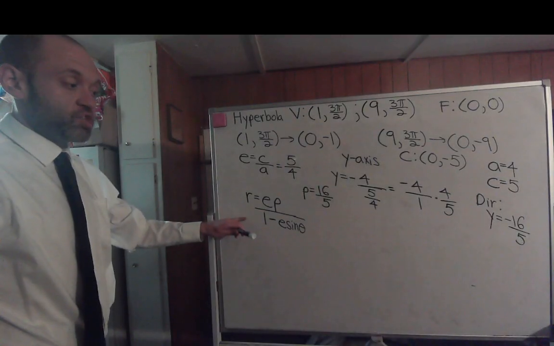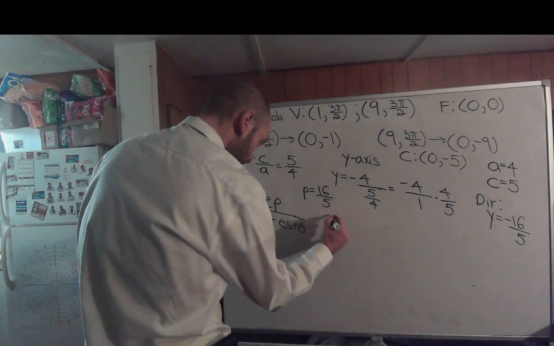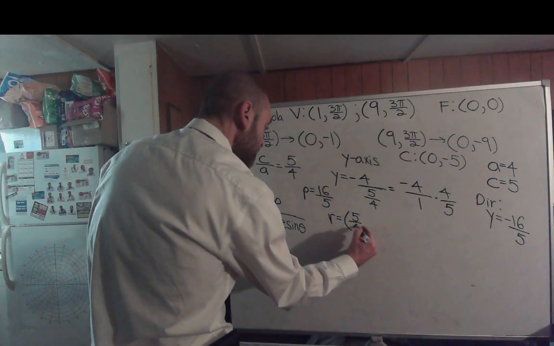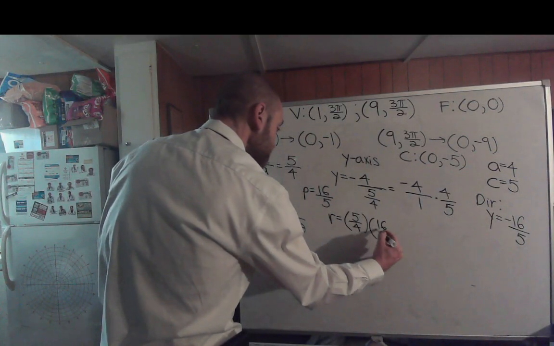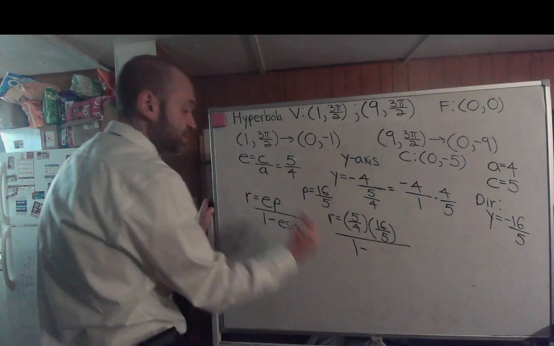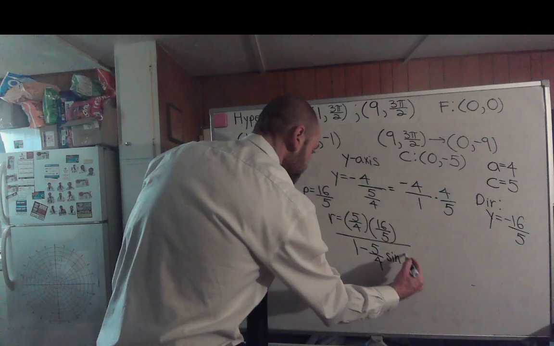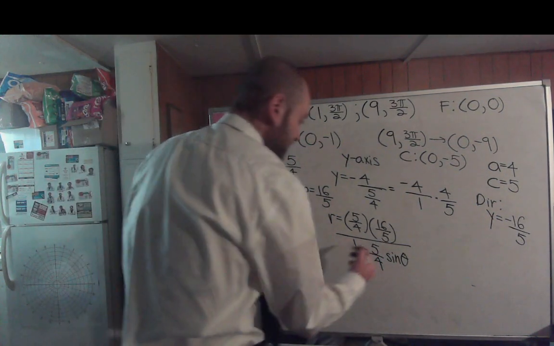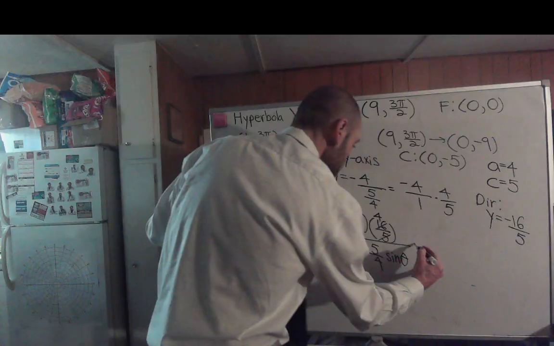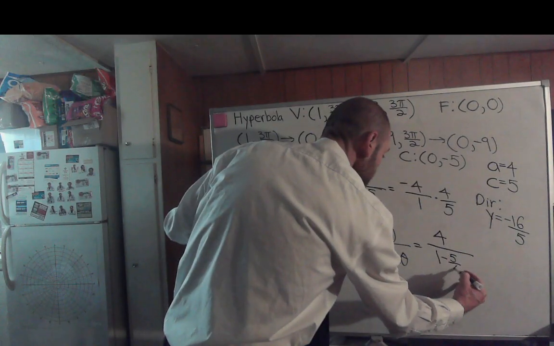We now have sufficient information to plug in everything to the formula and find the equation. So r equals that e of 5/4 times the p of 16/5, all over 1 minus your eccentricity of 5/4 sine of theta. Let's simplify this here. So your 5's will cancel out. 4 goes into 16 4 times. This would turn into 4 all over 1 minus 5/4 sine of theta.